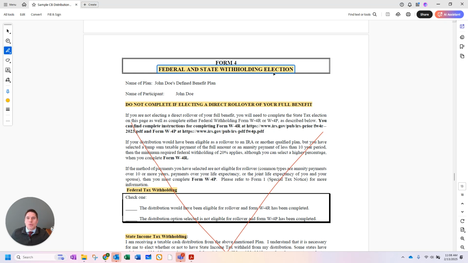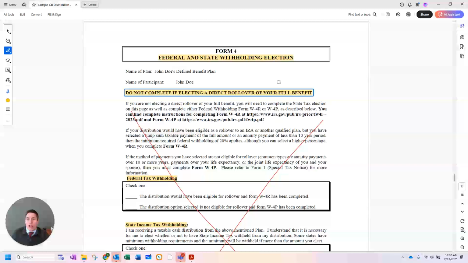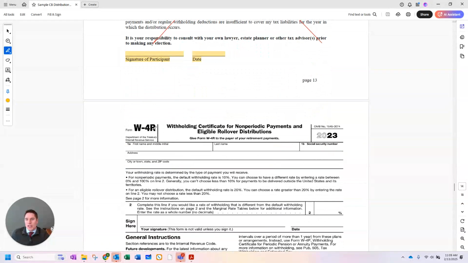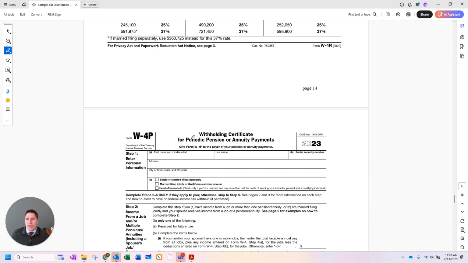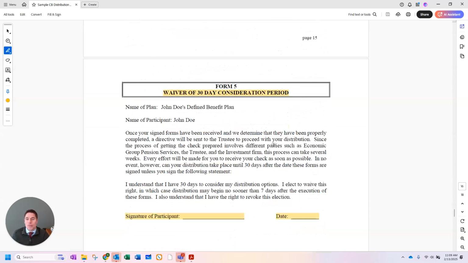Federal and state tax withholding election. This is not applicable if you do the direct rollover into the employer plan. If you want to take the money home as a lump sum distribution, you want to spend it now, then you can, and you need to fill out all of this tax withholding form, which is this Form 4, and then you need the Form W4R and the W4P if you're doing tax withholding. So I don't recommend you deal with any of this stuff, just do the direct rollover.